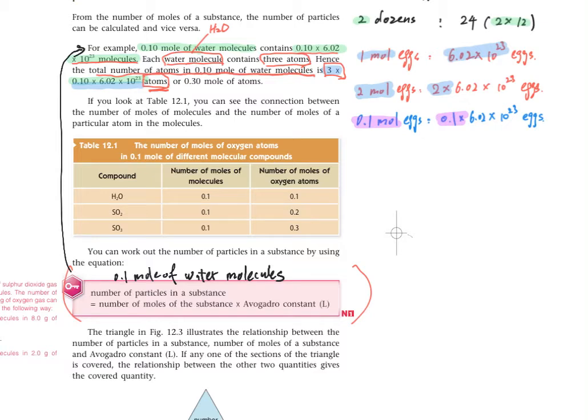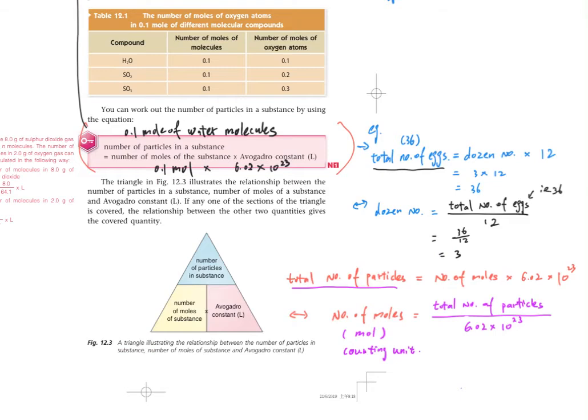So total number of moles. The number of moles of the substance is equal to 0.1 mole. And then the Avogadro constant, times 6.02 times 10 to the power 23. Then we can get the answer. And this equation is also interconvertible.